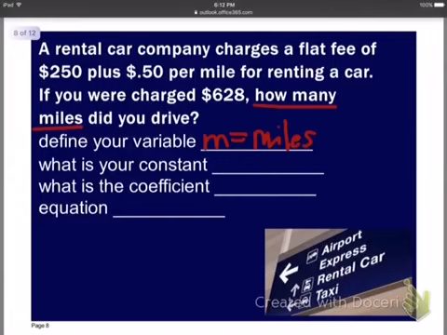And then it asks, what is your constant? Remember, your constant is the number that does not change. It is not attached to your variable. It stands alone.